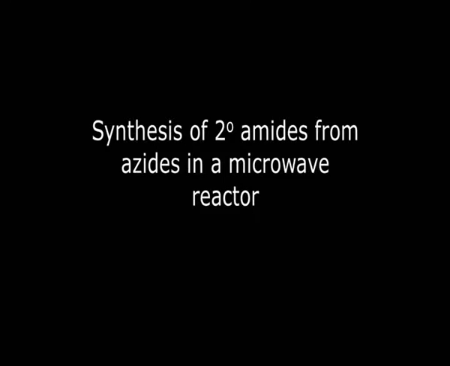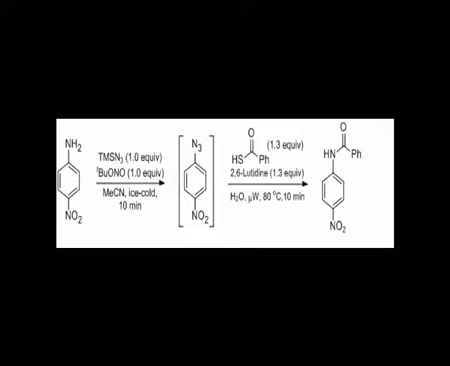In this video, we demonstrate the synthesis of secondary amides from azides in a microwave reactor. Again, we in situ generate the 4-nitrophenyl azide from 4-nitroaniline using trimethylsilyl azide and tertiary butyl nitrite in ice-cold acetonitrile. This is then reacted with thiobenzoic acid using 2,6-lutidine as a base in water in the microwave at 80 degrees C for 10 minutes at 200 watts power.